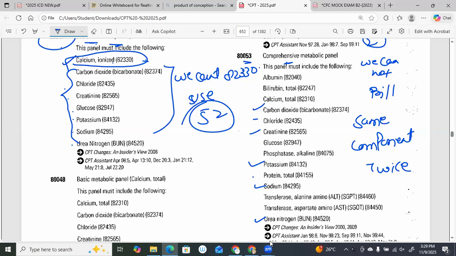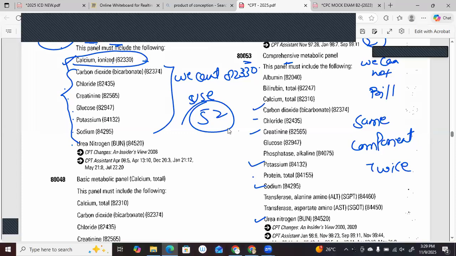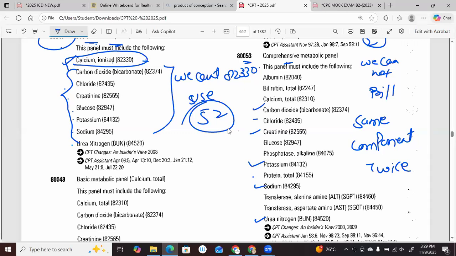The first rule is we have to code for the highest panel, and we are not allowed to use the 52 modifier. A panel needs to be billed only if all the components were reviewed. If the complete components were not reviewed, we are not going to bill the panel; we have to bill components separately. And if any component is not included in the panel, we have to code that particular component separately in conjunction with the panel. Any questions till now?